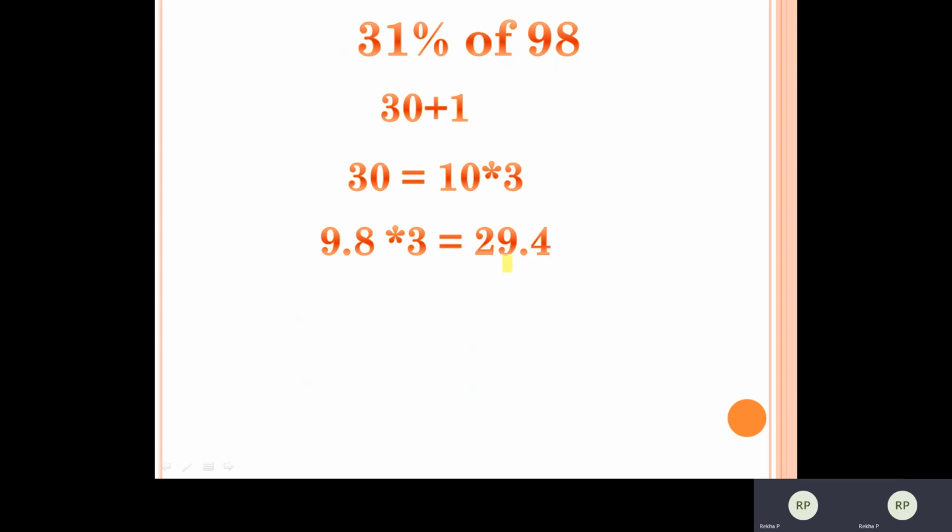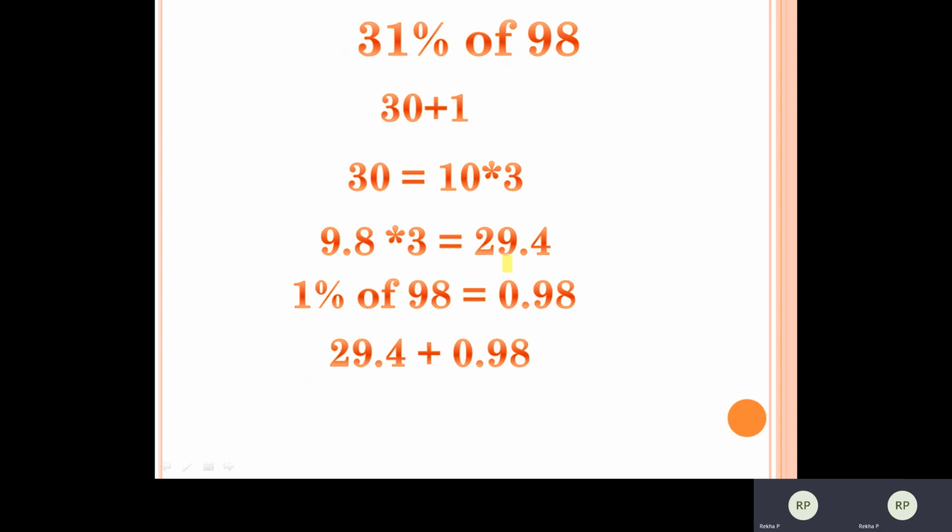And 1%, you know what you have to do? You have to put two decimal points. So that is 0.98. And then you have to add these two. 29.4 plus 0.98, you will get the answer as 30.38. So the thing is, you have to represent this as an easy combination. Whatever you can find out easily. So you know how to find out 10% and all easily.